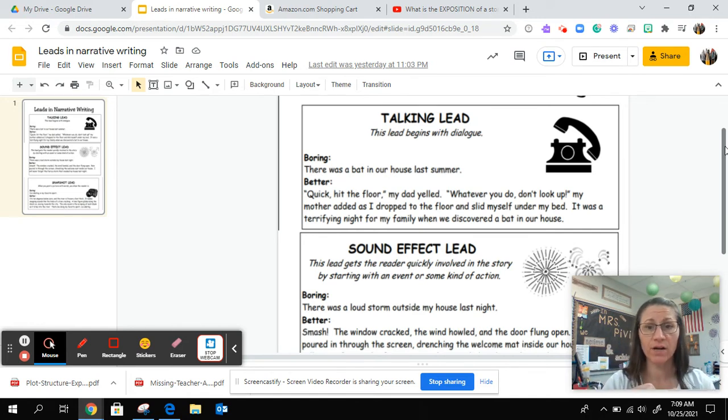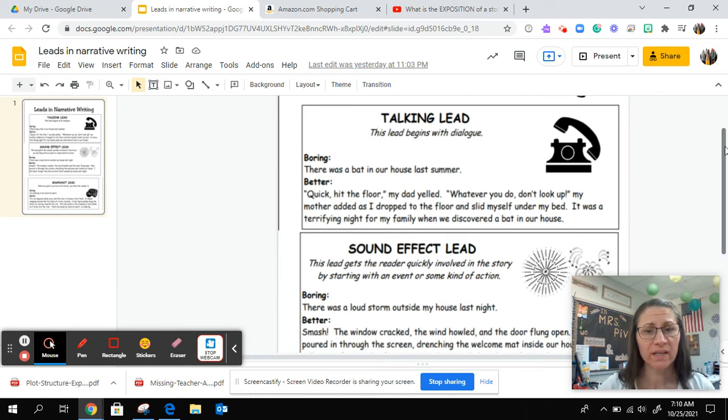So there was a bat in our house last summer. This is super boring. It's just telling, right? Here's a lead where there's people talking and dialogue, kind of like in the story. We see the sister waking Sara up. We see Julie waking Sara up. We see a little bit of her background, and then we see her waking her up. So we dive right into getting information from Julie.